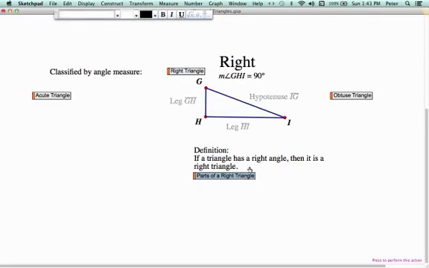Now, right triangles have one 90-degree angle. Of course, you can't have more than one 90-degree angle, or else you'd have more than 180 degrees in the triangle. And that's not possible in Euclidean geometry. But we also need to learn some of the parts of a right triangle. So the side opposite the right angle is known as the hypotenuse. It's the longest side. The two sides of the right angle are known as legs. So we have leg HI and leg GH.